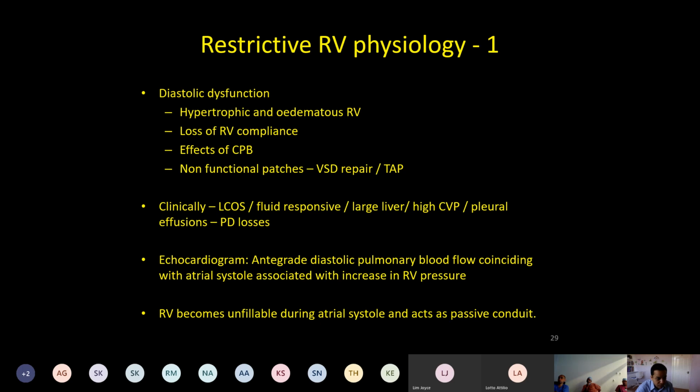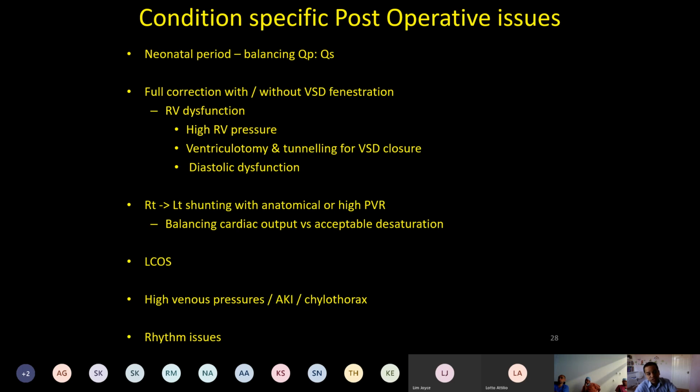Oh, sorry. Let's go back. So I thought this is kind of coming up to closure. I thought there are themes in managing these patients at the different stages with different anatomy and interventions. In the neonatal period, you will be balancing the circulation, making sure there is adequate but not overzealous pulmonary blood flow. When there is a full correction, which may be with or without VSD fenestration, then you will have a problem with RV dysfunction.